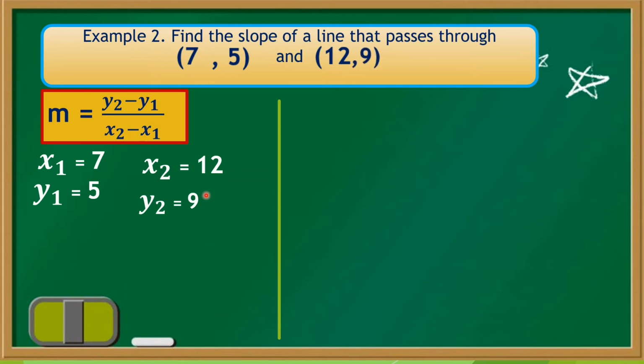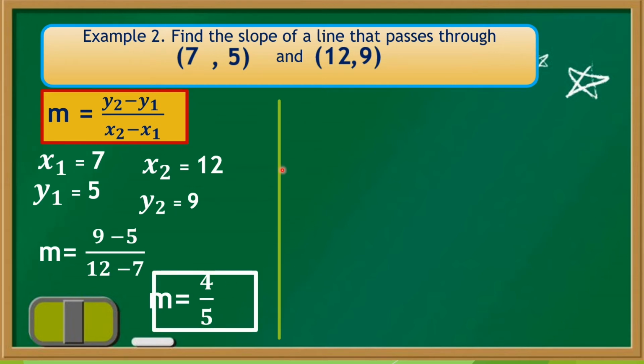Substitute the value in the formula. M equals y sub 2 is 9 minus y sub 1 is 5, all over x sub 2 is 12 minus x sub 1 is 7. The slope is equal to 9 minus 5 equals 4 over 12 minus 7 is 5. Therefore, the slope now equals 4 over 5.